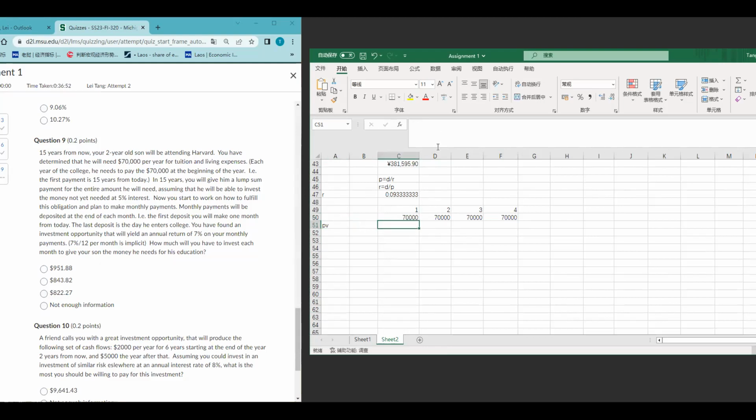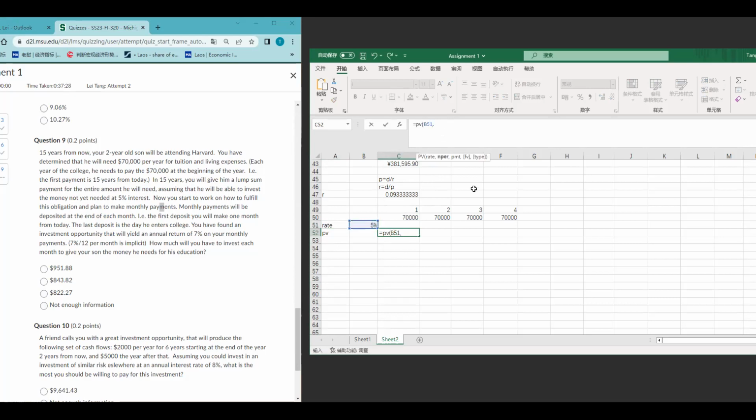So for the first year, use the PV function. First thing we need to know the rate, right? In the 50 year, we will give him a lump sum payment, but those payments can get a 5% interest rate, right? So the rate is 5%. So present value of this money, we use the PV function.